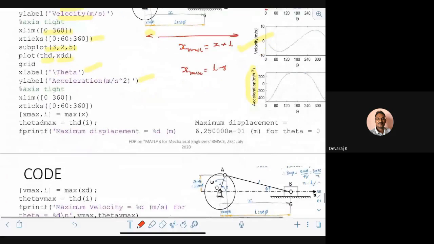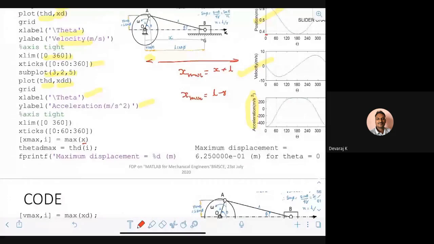So, you know, X is a vector. It has a series of displacement values at every 5 degrees. Now you say, which is the maximum value? It will tell what the maximum value is. So you can use this command called max of X. You get the maximum value. But I want to know at what angle of theta that maximum occurs.